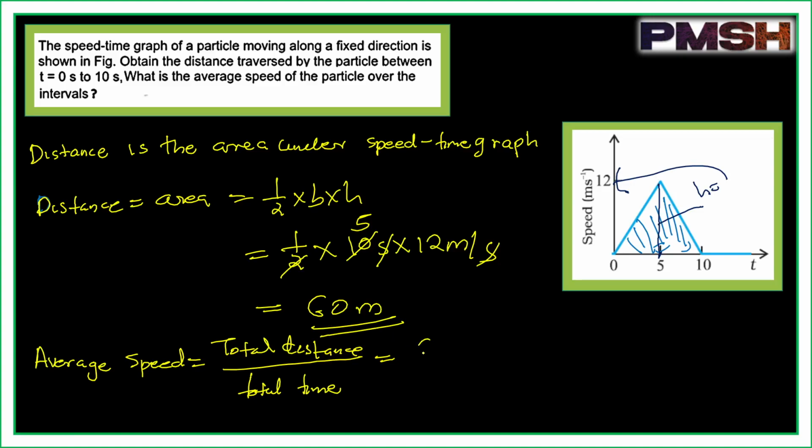That is what we found, 60. And the total time taken is 10. So it is 6 meter per second. So the average speed is 6 meter per second. Clear? The average speed is 6 meter per second.